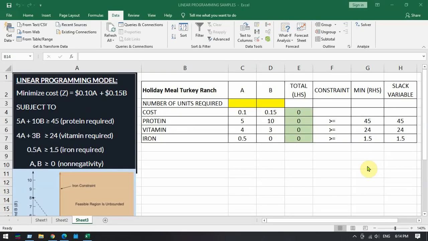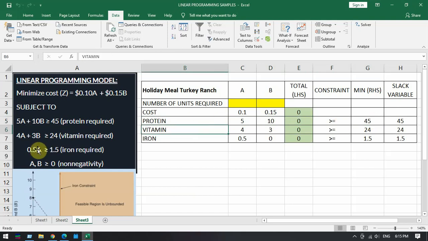in Excel. Okay, so here's our Excel table for the holiday meal turkey linear programming model with the objective of minimizing costs, and that is equal to 10 cents of A plus 15 cents of B. Okay, and our protein first constraint is 5A plus 10B. So the answer to that should be greater than or equal to 45.